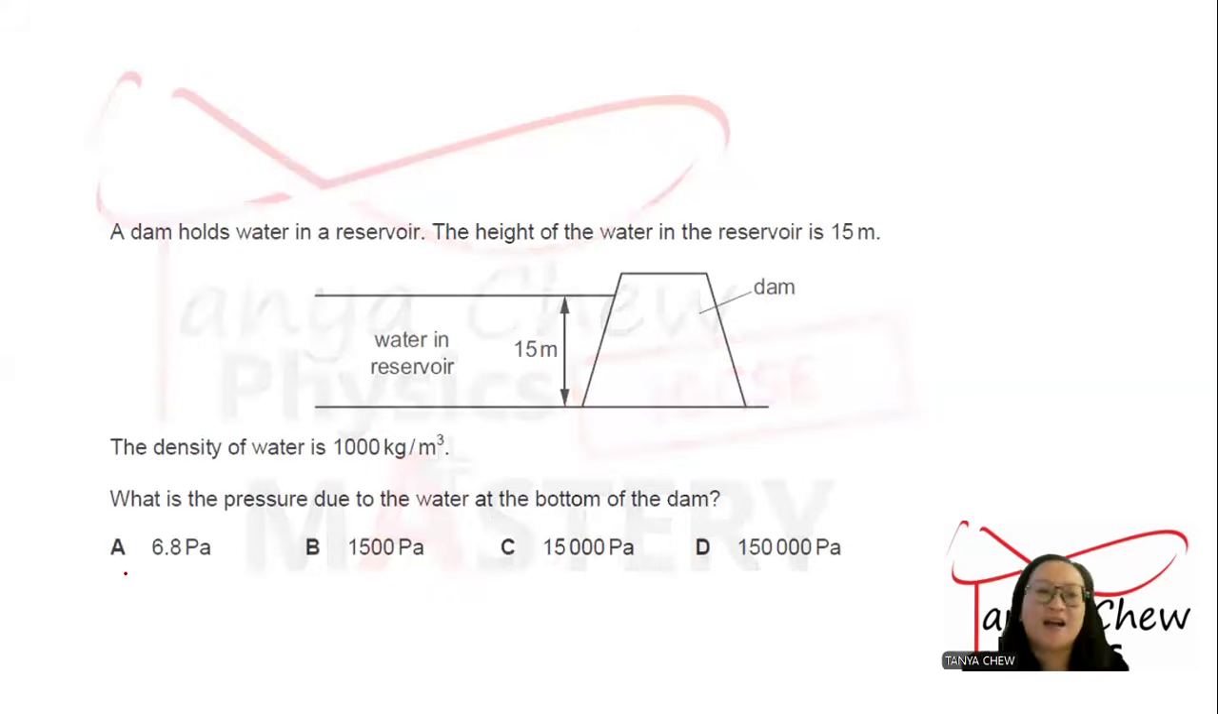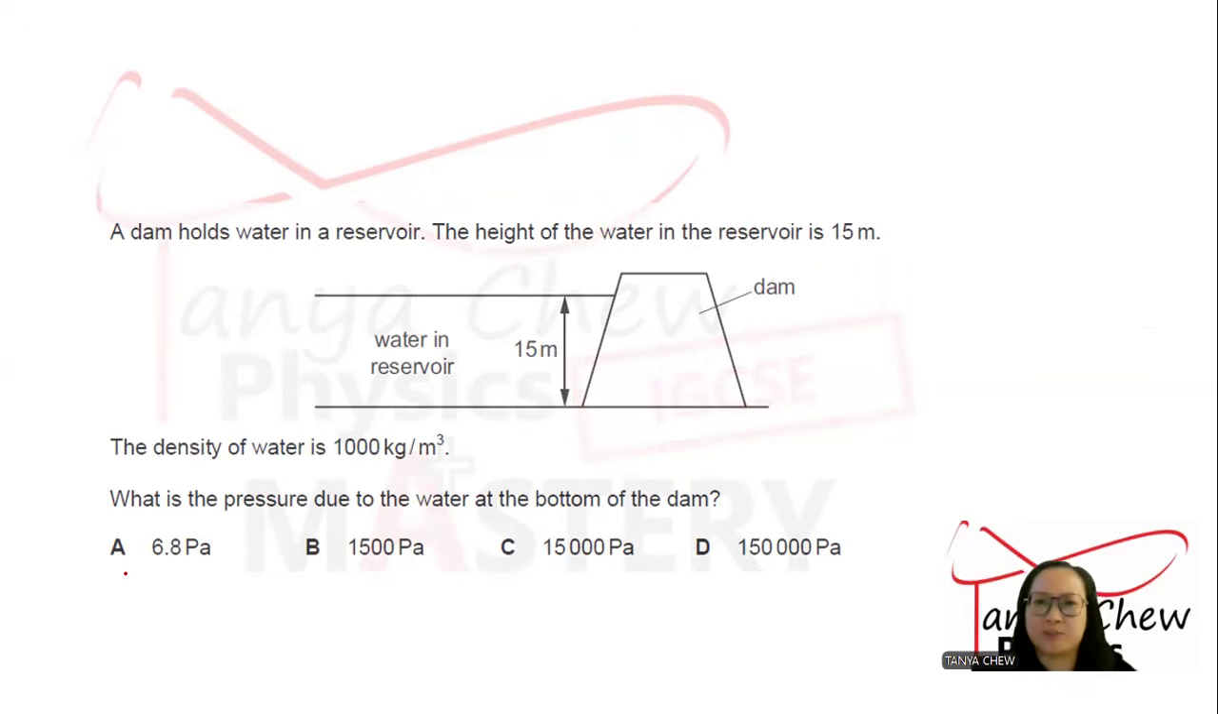The next one, a dam. Oh, this is a very favorite question. A dam holds water in a reservoir. The height of the water in the reservoir is 15 meter. Density of the water is 1000 kilogram per meter cube. What is the pressure due to the water at the bottom of the dam?